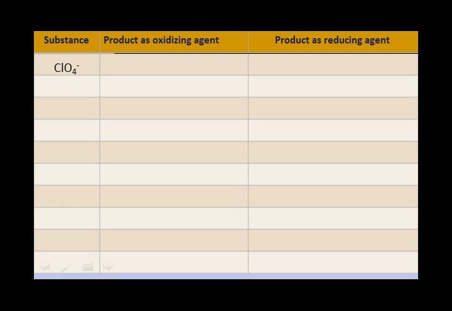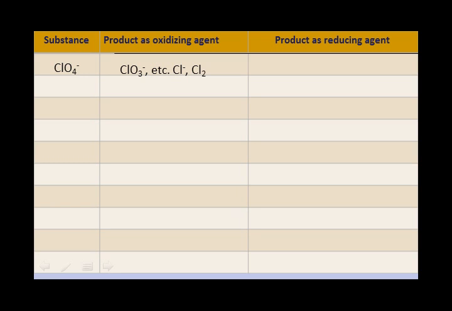Can it act as an oxidizing agent? Can it gain electrons? And the answer is yes, it can. The chlorine can gain electrons. Well, when it gains electrons, what does it change to? It can change to the chlorate radical or the chlorite radical or the hypochlorite radical or chloride or chlorine. There are a lot of things it can change to.